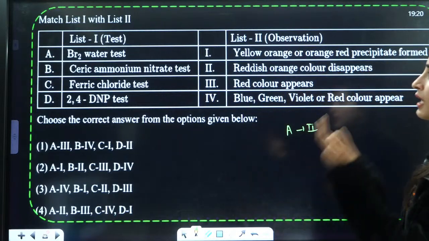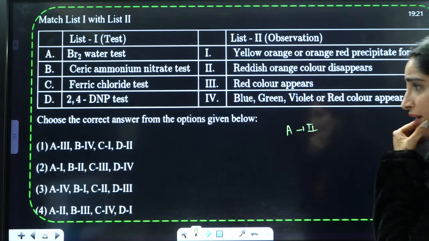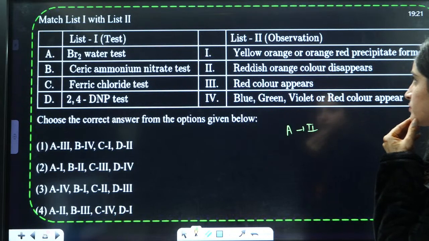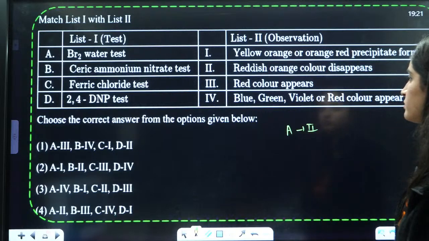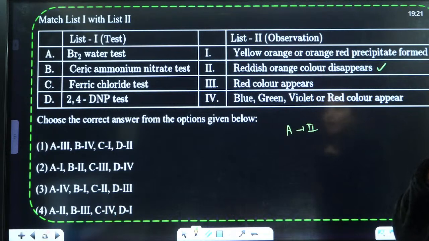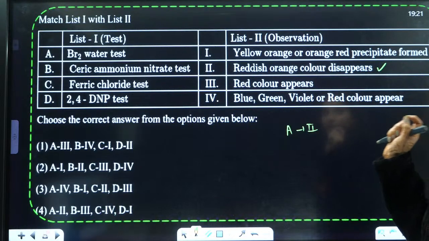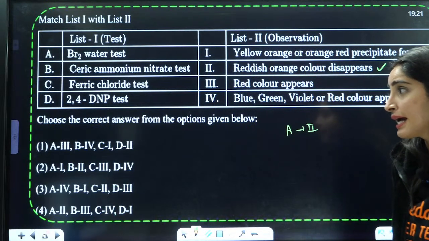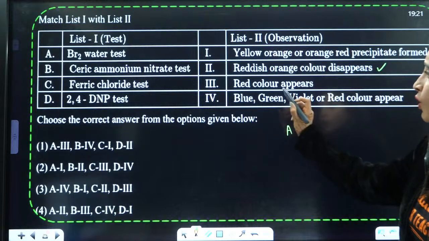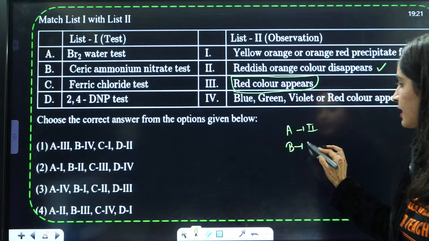Then you have the ceric ammonium nitrate test. So what will happen in the ceric ammonium nitrate test? Yellow orange color, right? Yellow orange, this too we have done, na? Yellow orange color or red precipitate is formed. Then you have red color appears, blue, green, violet, red color appear. Now everybody tell me in the chat box what will be the correct answer. So red color will appear here, right? Red, that means B, can I say that is for third?